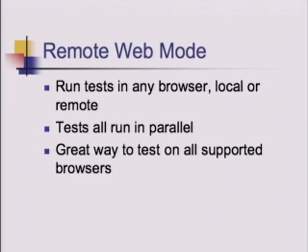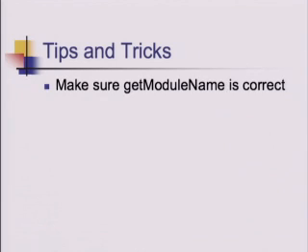So the only trick: remote web mode is a little bit undocumented, so you might have to search a little bit for information on it. Tips and tricks generally about unit testing. Get module name. It's easy to get that wrong. You tend to copy unit tests, so you might have it in your IDE, copy it somewhere else, and then you can get errors that are a little awkward.